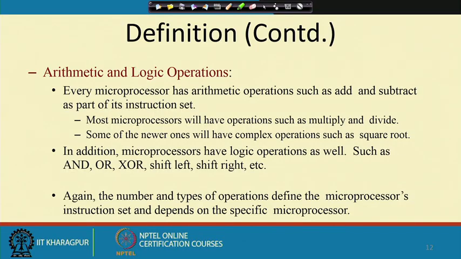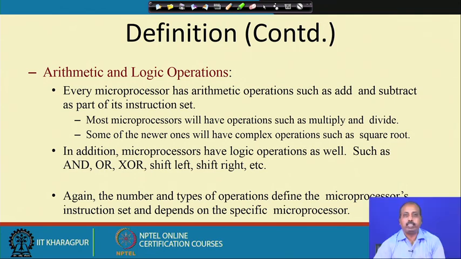We continue with the other part of the term that we had in the definition of microprocessor: the arithmetic and logic operations. This is the basic thing: any processor that is designed is supposed to do some operation on the data, and what operations can be done is decided by the processor design team.